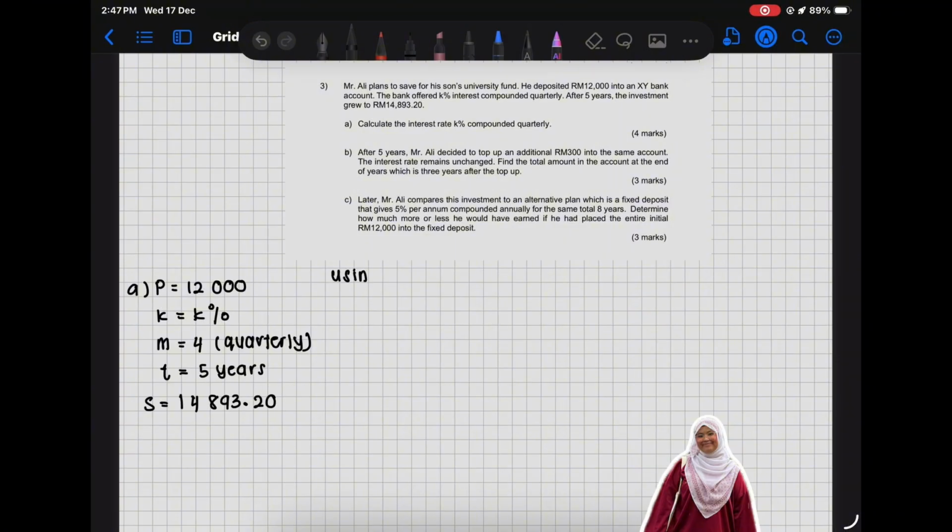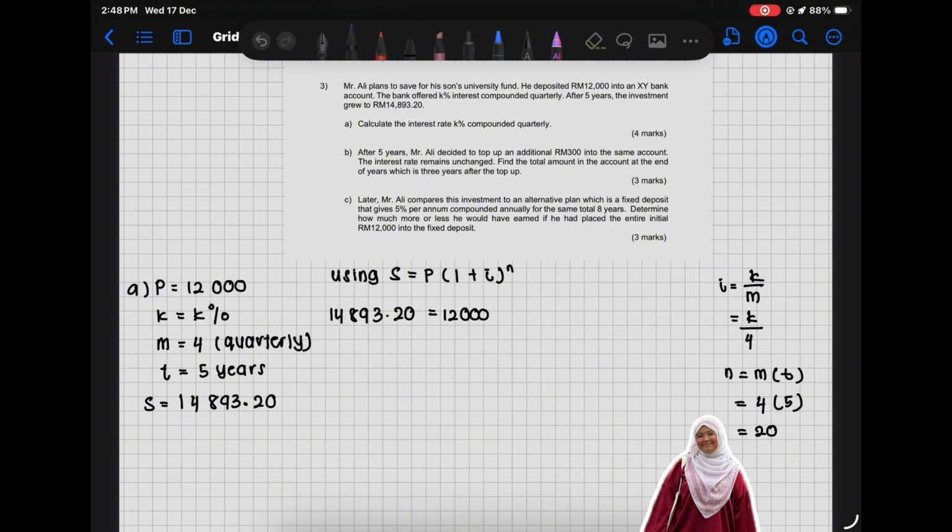Using the formula S equals P bracket 1 plus I bracket the power of N. How to find I? I is equal to K over M. Our K is K because it's unknown, and over M, our M is 4. How to find N? N equals M times T. Our M is 4 and our T is 5. 4 times 5 equals 20. So 14,893.20 equals 12,000 bracket 1 plus K over 4 bracket the power of 20.